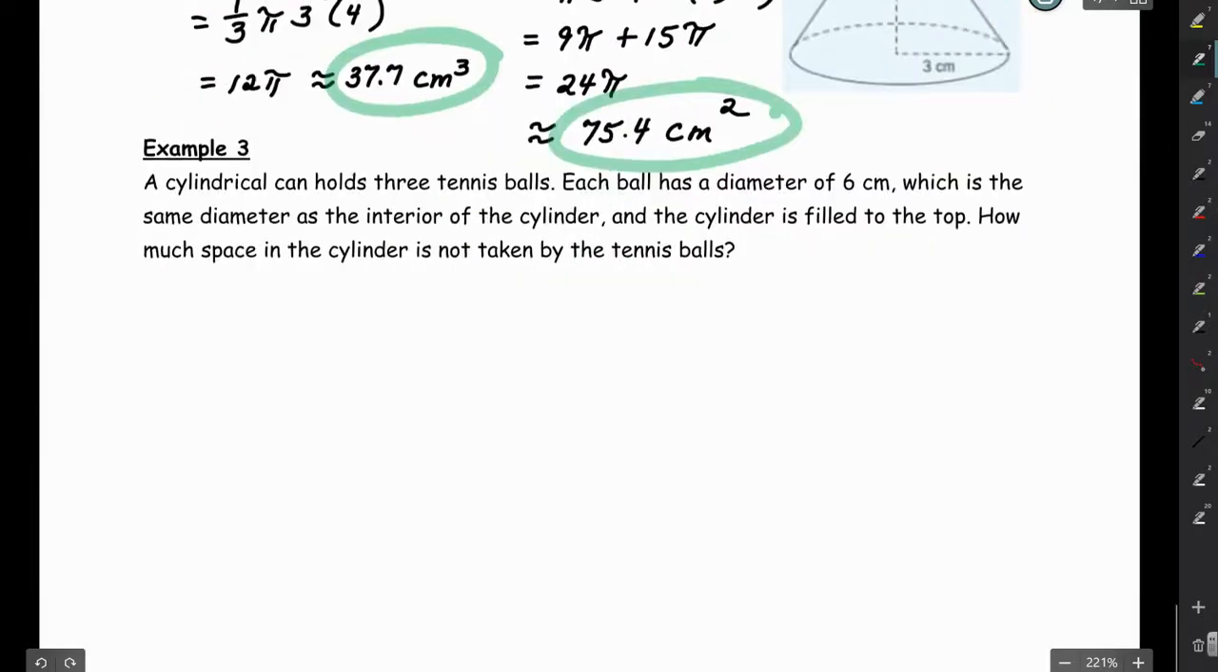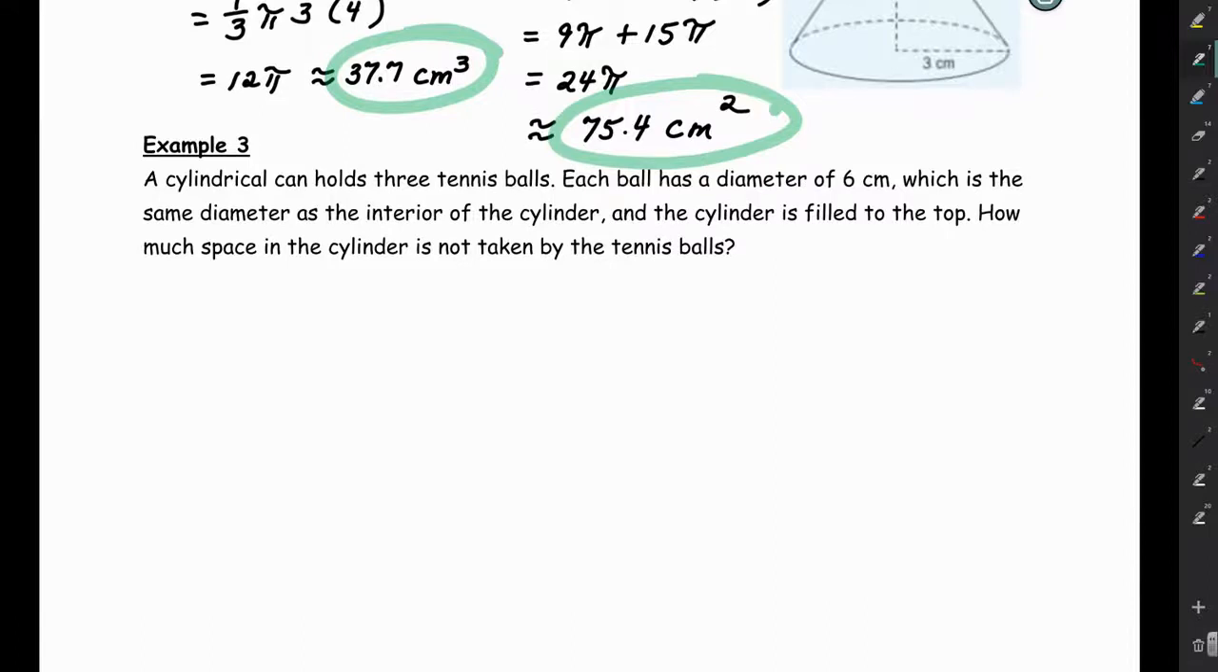Last one here, moving on to example 3. A cylindrical can holds 3 tennis balls. Each ball has a diameter of 6 centimeters, which is the same diameter as the interior of the cylinder, and the cylinder is filled to the top. How much space in the cylinder is not taken by the tennis balls?